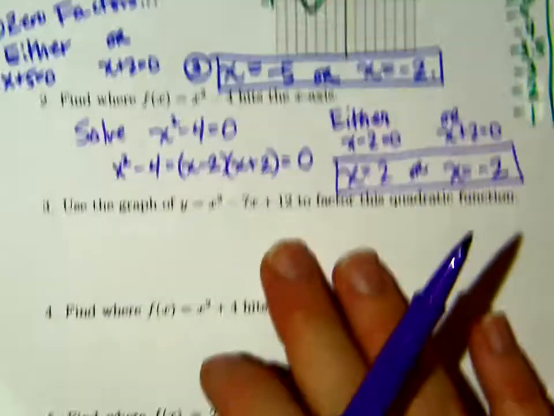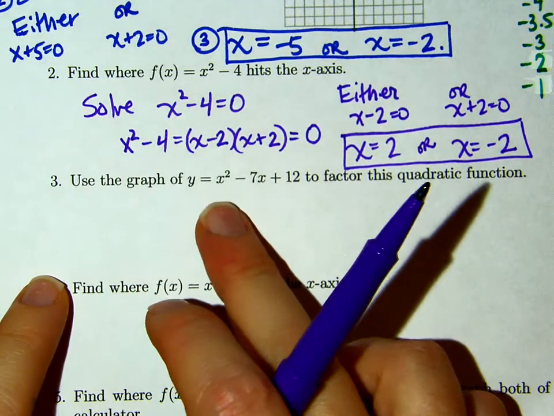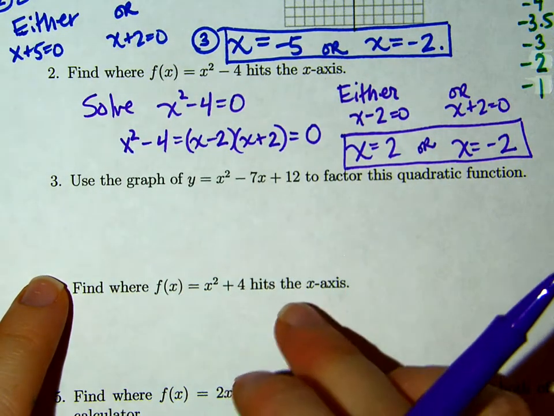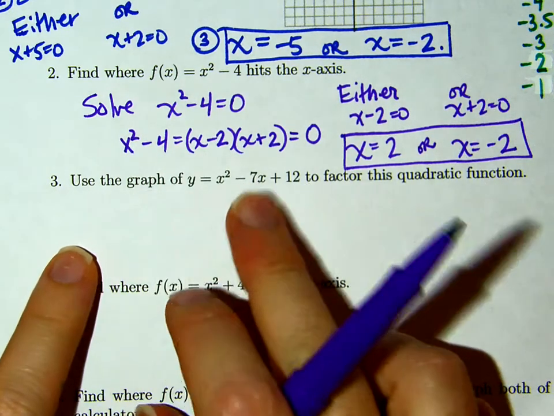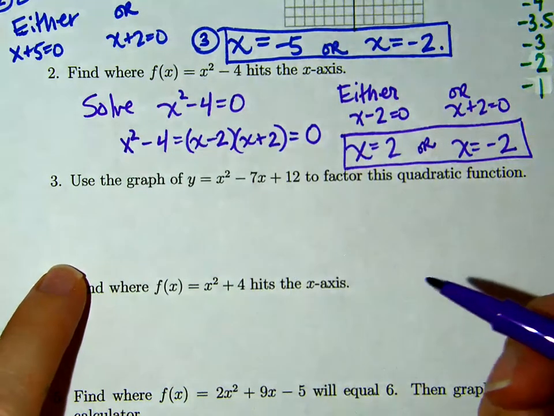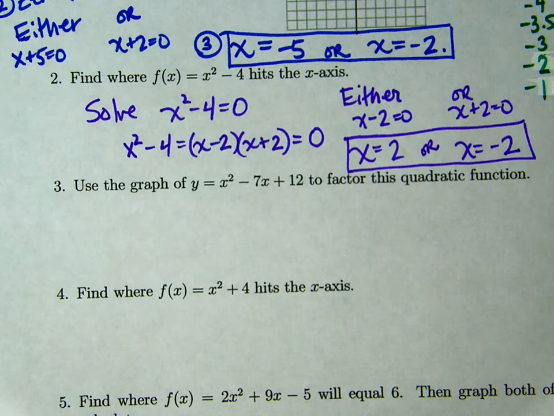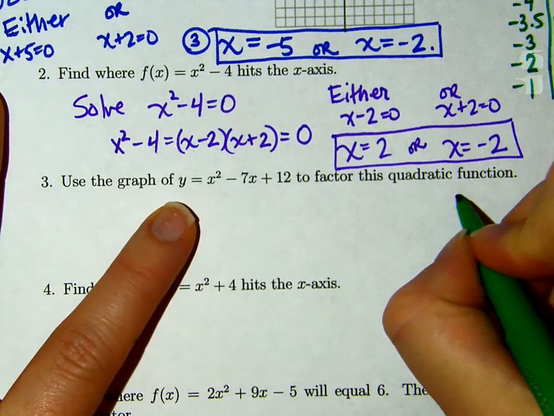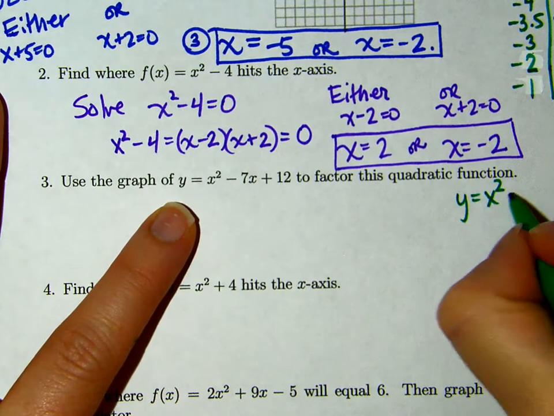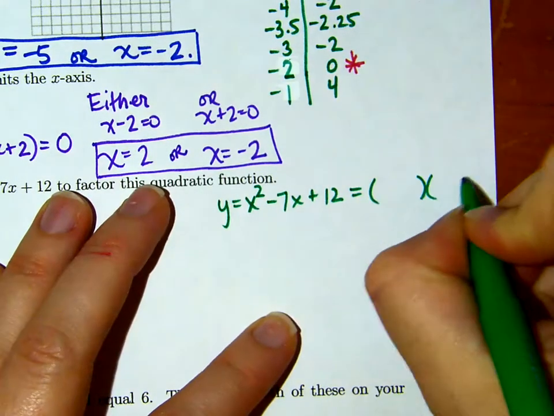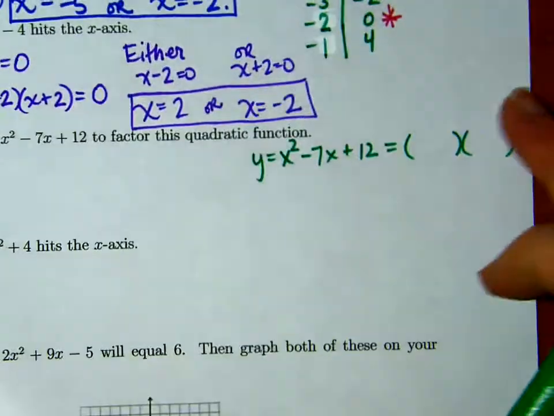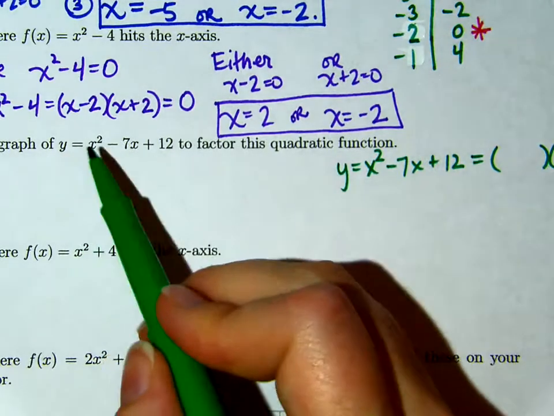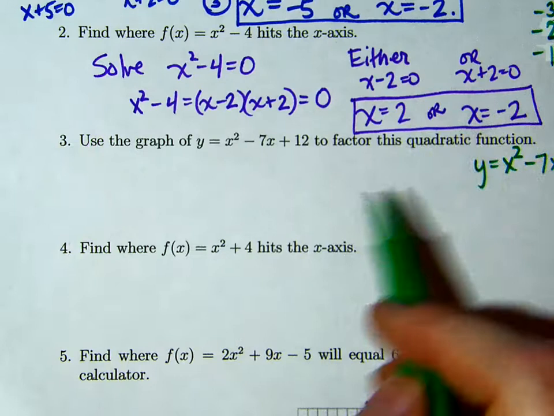Okay, so use the graph of y equals x squared minus 7x plus 12 to factor. Okay, so now they want us to graph and use that in order to come up with the factored form. Before we do that, I need us to know when it says to factor, our solution should look something like that. Yes? Okay. Because that would be the factored form of x squared minus 7x plus 12. But it does say to graph.